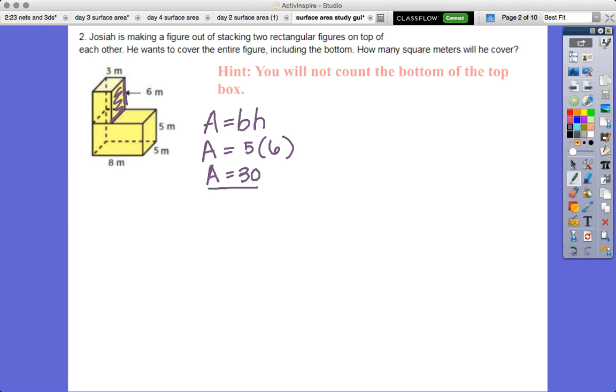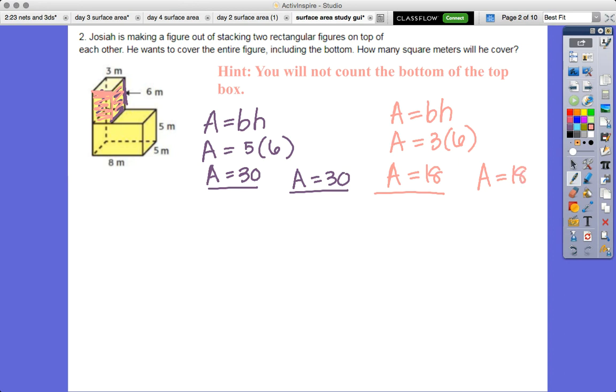Now, if this right side of this box is 30, this left side back here is going to be 30 as well. So I'm going to write that again just so I remember to add 2 of those back when I find my total amount. Now, I need to find this front and back face. The length is going to be 3 and my height is going to be 6. So area equals base times height. My area equals 3 times 6, which gives me 18. And the front is going to be equal to the back, so I have that answer twice.